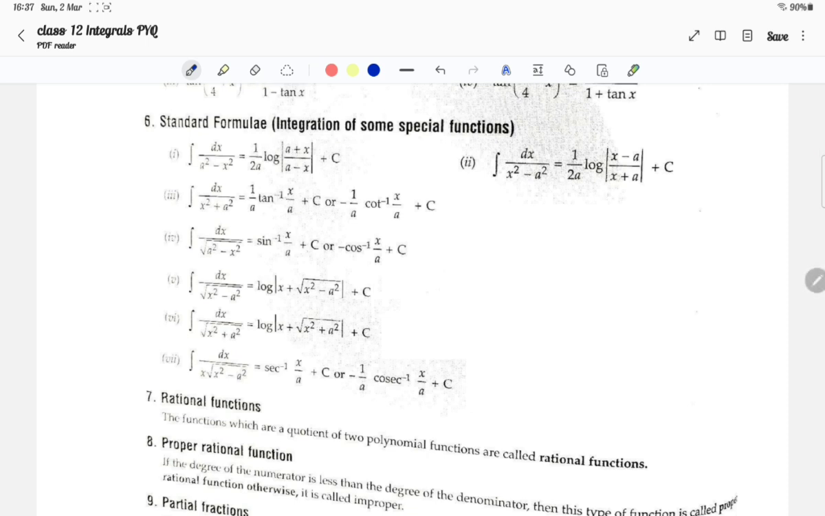There are some formulas which are without the square root, and some formulas with the same forms in the denominator but with a square root. At first, these 3 formulas are without square root. In the without square root ones, you will see that 1 by 2a, 1 by a, 1 by 2a, that type of thing will come. If the a square constant is at the first position, then log of a plus x by a minus x.